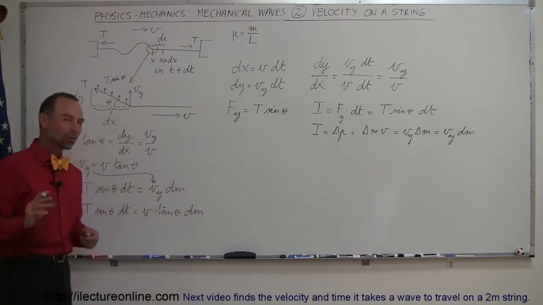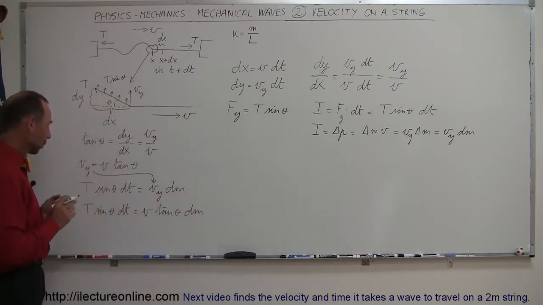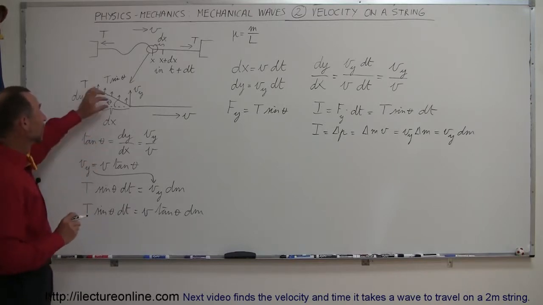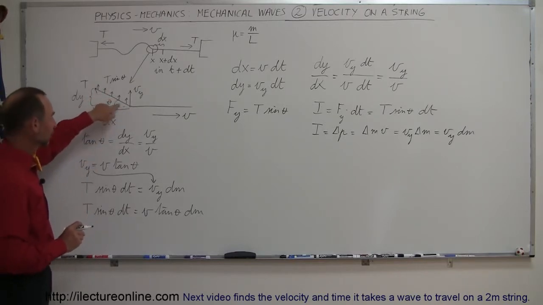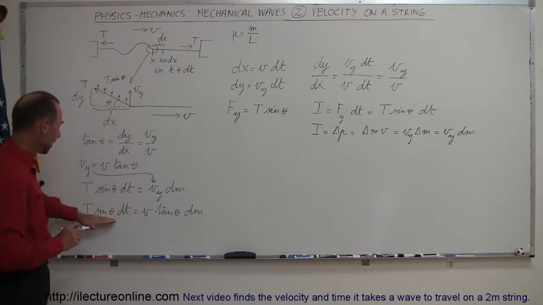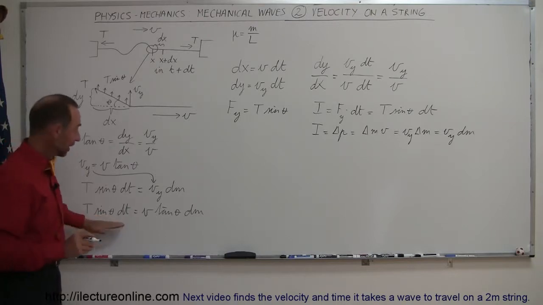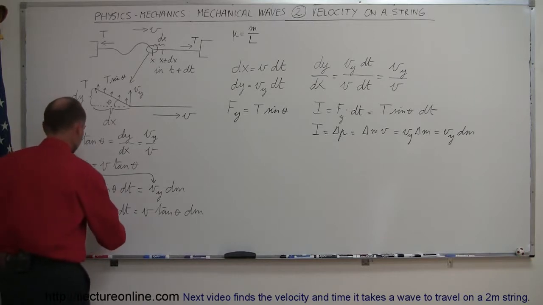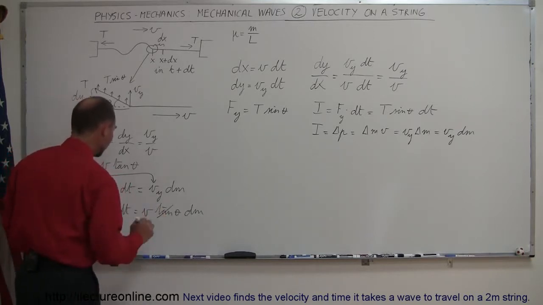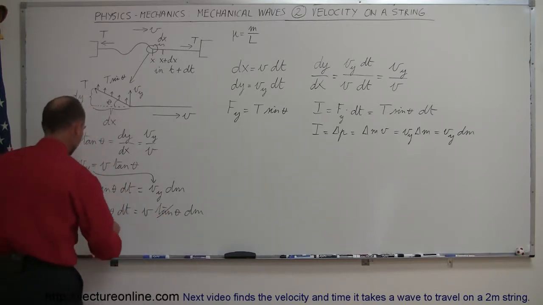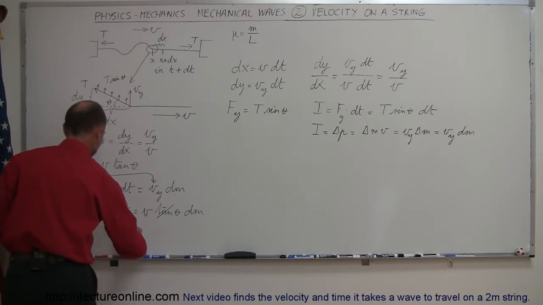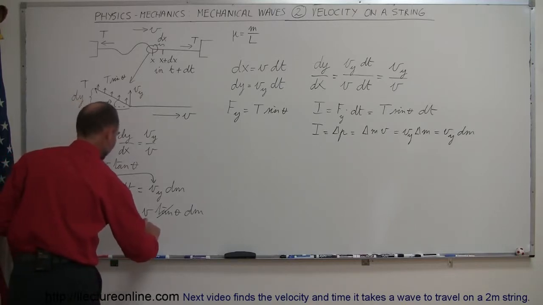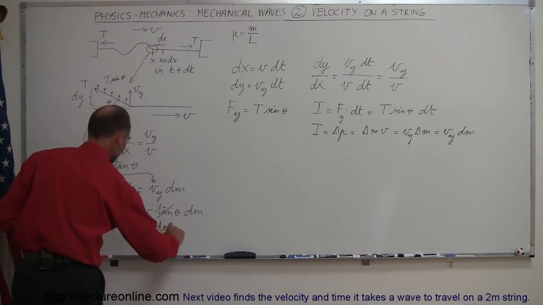Now here we need to do a small mathematical trick. What we can see is that this angle is typically very small, right at the very edge. That's a very small angle. So we can say that the sine of an angle, if it's small, is equal to the tangent of the angle. So they actually cancel each other out. So we can say that these are equal to each other for very small angles. So now we can say that T times dt is equal to v times dm.